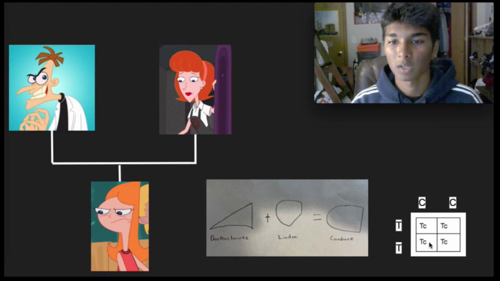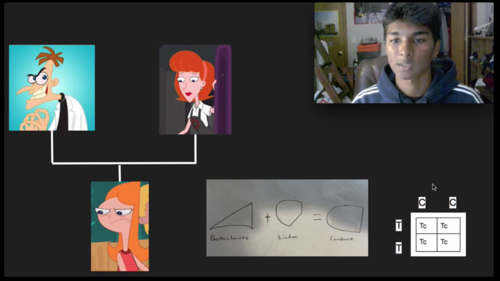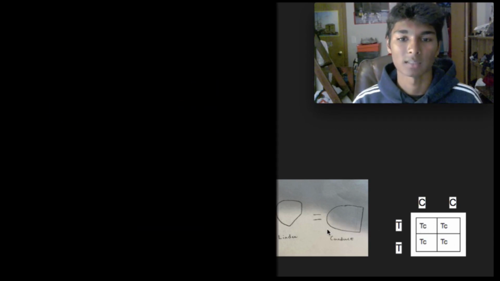And here I have a Punnett square that shows that when you cross the triangular homozygous for Doofenshmirtz and the circular homozygous for Linda, then you get the heterozygote, and you see an intermediate between the two alleles, which is a form of incomplete dominance.